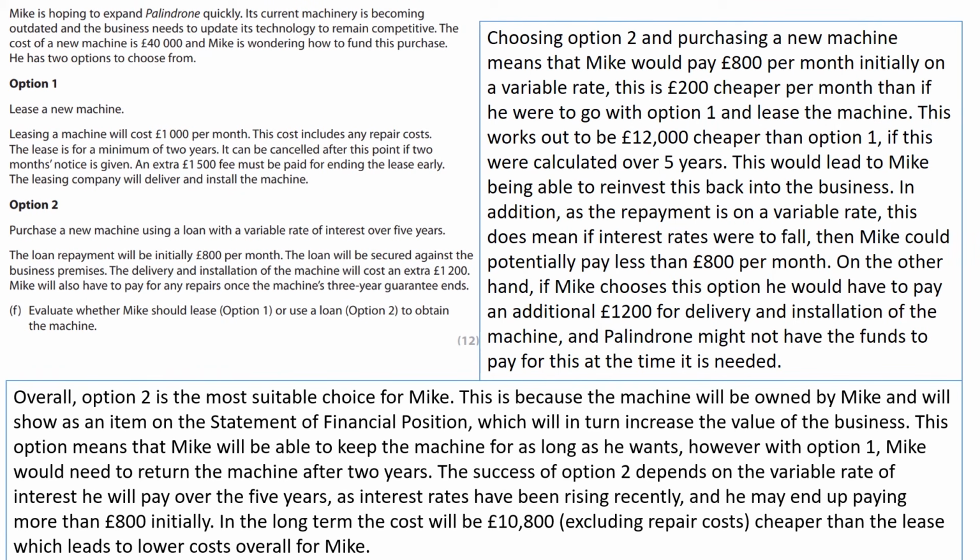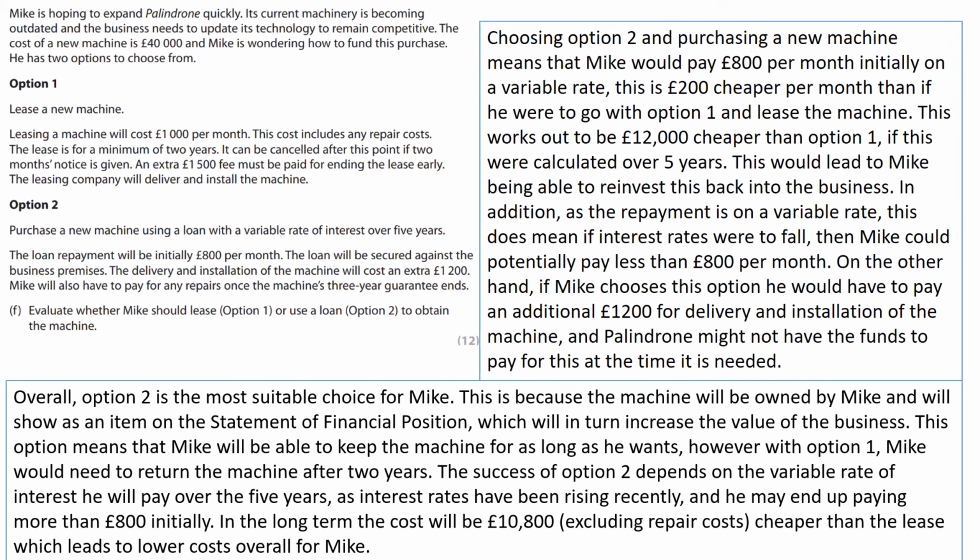Overall, option 2 is the most suitable choice for Mike. This is because the machine will be owned by Mike and will show as an item on the statement of financial position, which will in turn increase the value of the business. This option means that Mike will be able to keep the machine for as long as he wants. However, with option 1, Mike would need to return the machine after 2 years.